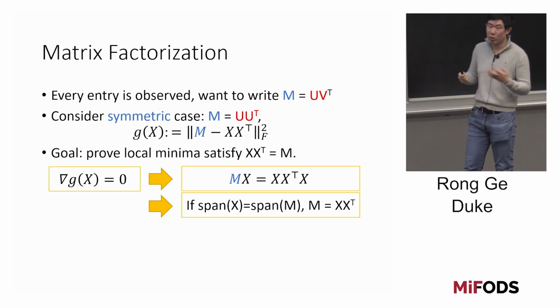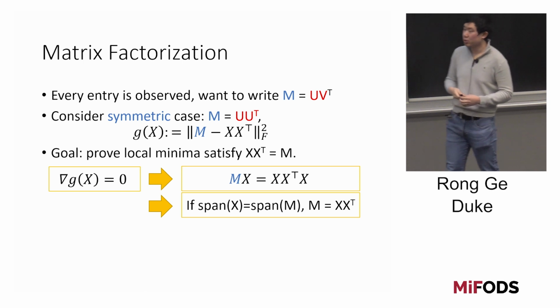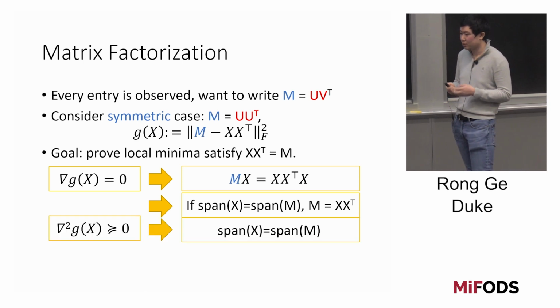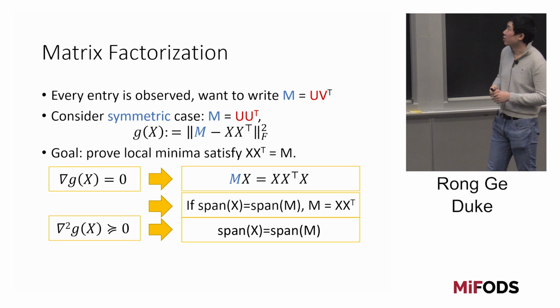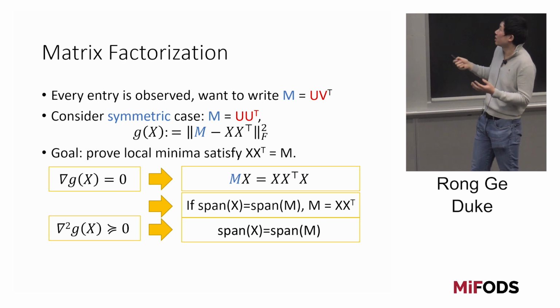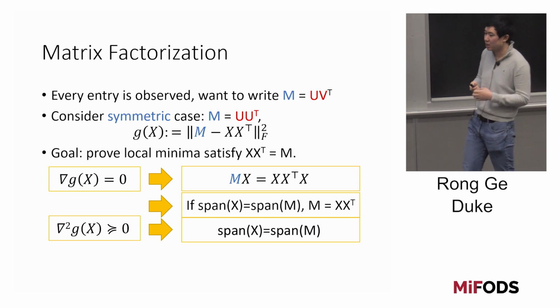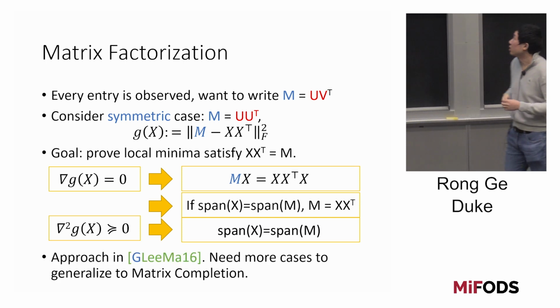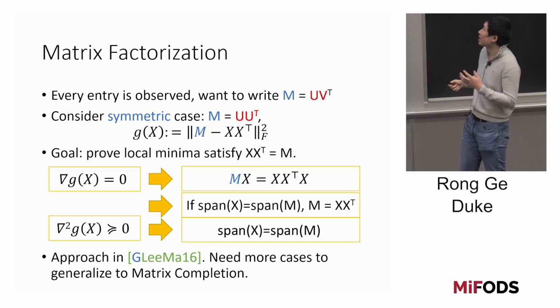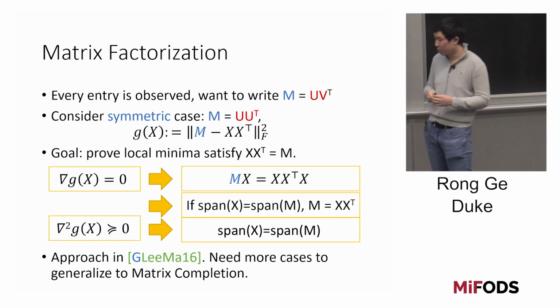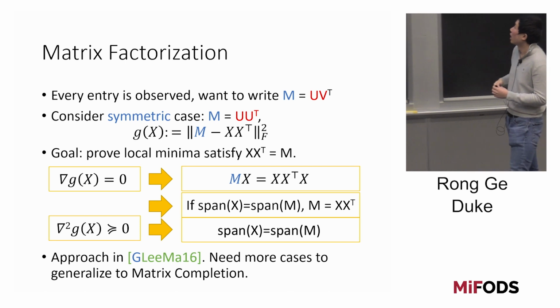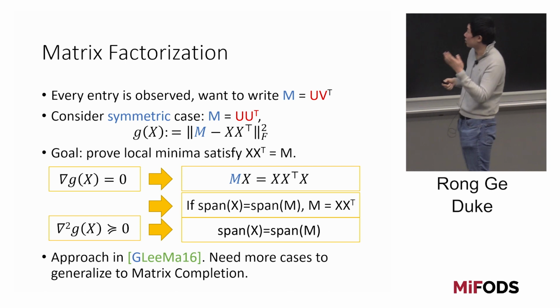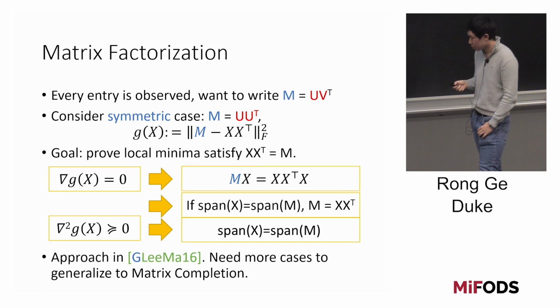So we need some way to make sure that the span of X is equal to the span of M, and that actually comes from the Hessian condition. So if your Hessian is positive semi-definite, it's possible to show that the span of X must be equal to the span of M. So this was the approach that we used in our first paper, but unfortunately, to generalize this approach to matrix completion is actually quite difficult. We need many more cases in order to work for matrix completion.